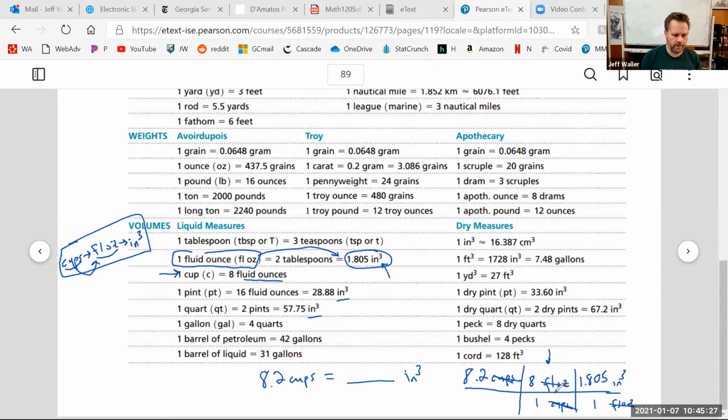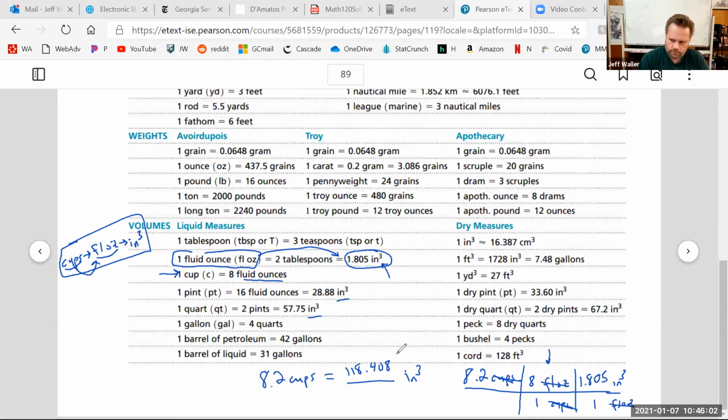So what am I going to throw in my calculator? 8.2 times 8 times 1.805. I'm going to say 126. 118.408. Damn. All right. Sorry, I was trying to do it in my head. Is that good enough, guys? You're like, math boy, you could have done better. I know.